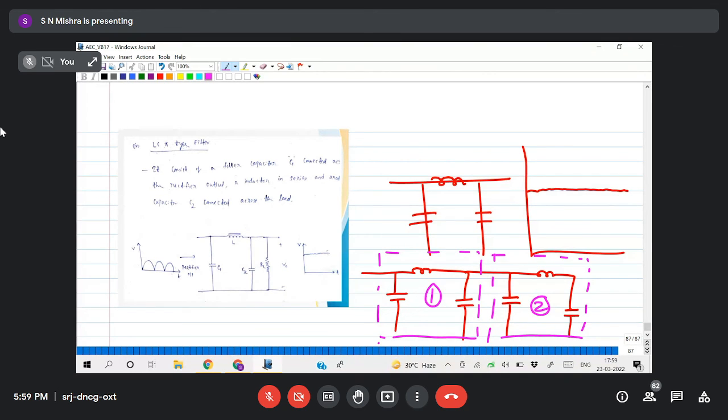But that depends purely on the application. If you require more pureness, you have to go for cascading of these filters, LC pi or cascading of LC pi. Otherwise, for simple analysis, you can take a capacitive filter. In the lab also you are doing this capacitive filter for easy understanding and easy analysis.